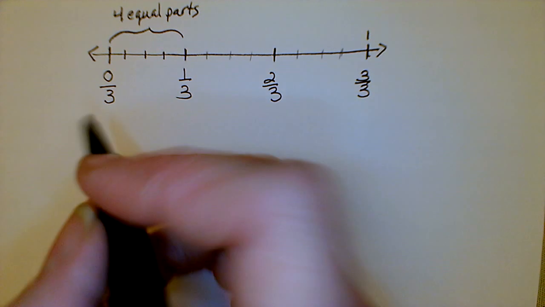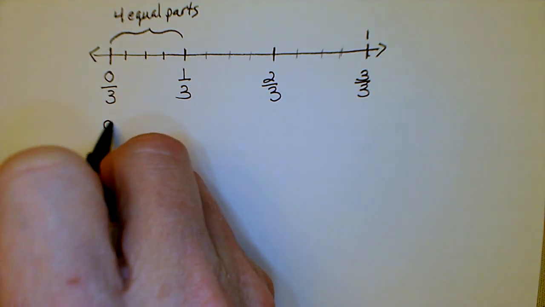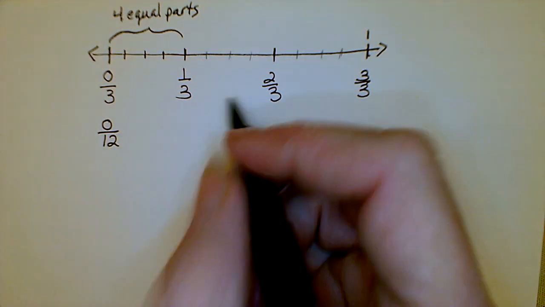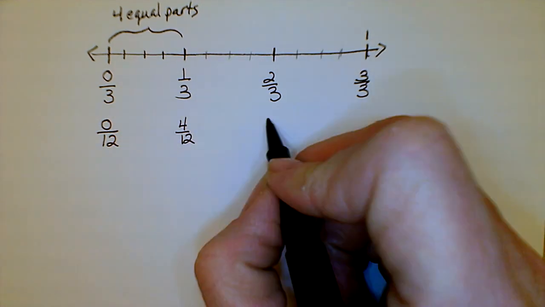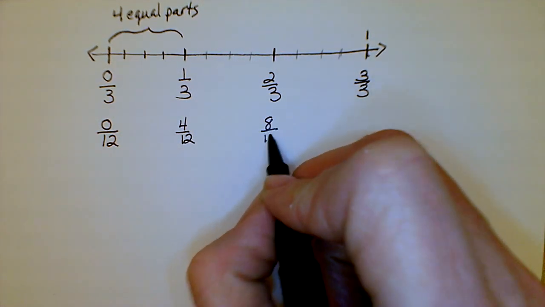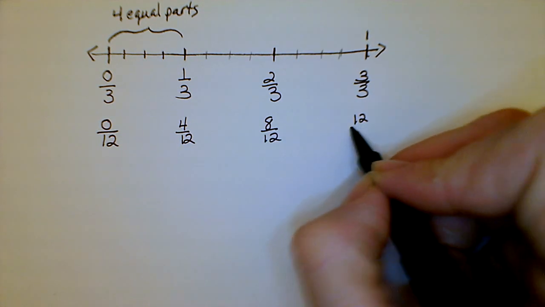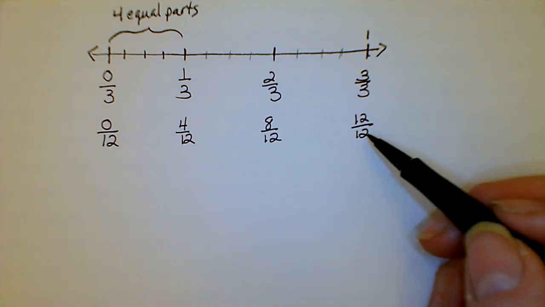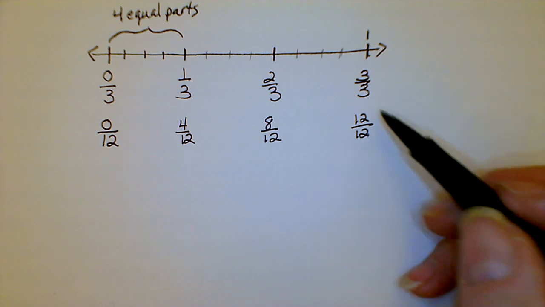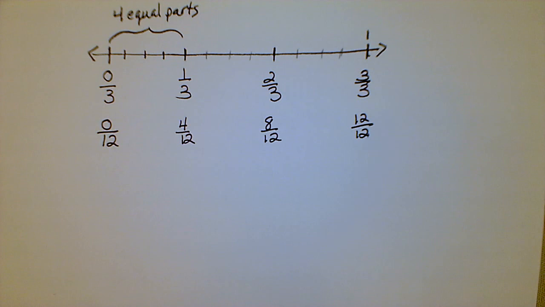So let me write that in now that I know that I have 12ths. So I'm going to start with 0 12ths. Then I'm going to have 4 12ths. Then I'm going to have 8 12ths. And then I'm going to have 12 12ths. And again, numerator and denominator match. That means that I have cut it or split it or decomposed it or partitioned it into 12 equal pieces, and I have all 12 of them. So I can put all those pieces back together to make one whole, which is why I have that 1 up there for us.